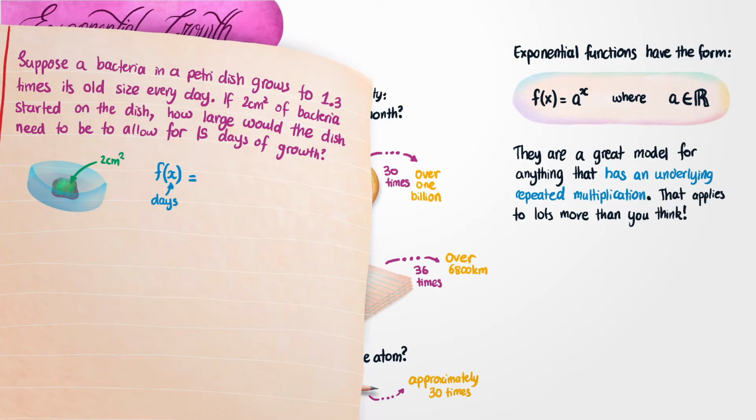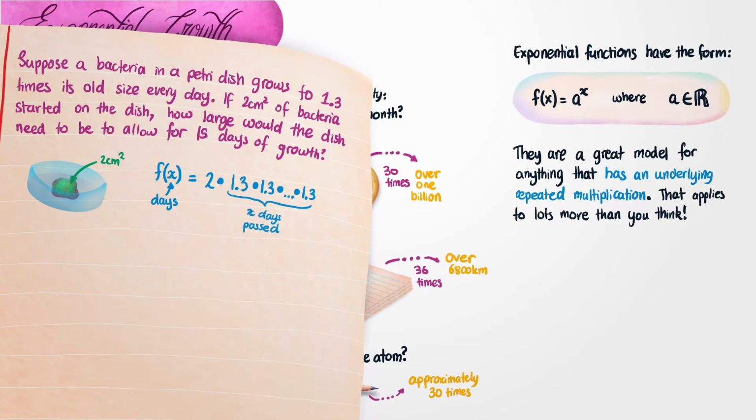Well, on the first day, we started off with 2 centimeters squared of bacteria. So let's start by writing out the 2. Now after 1 day, we're multiplying this by 1.3. So that means we need to multiply this 2 by 1.3. Now if 2 days pass, we multiply by 1.3 again. And we keep doing this for the number of days that have actually passed.